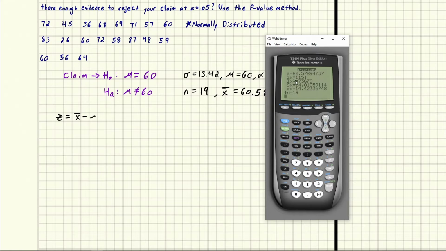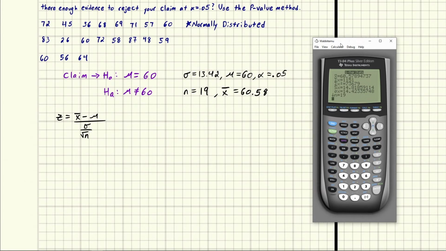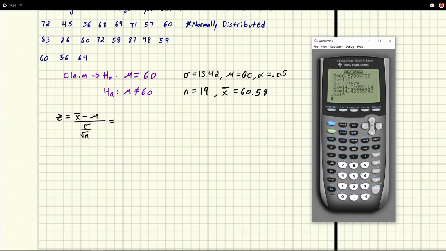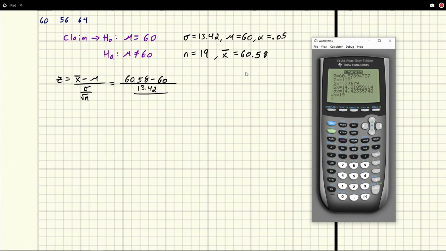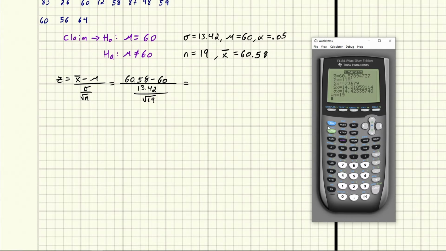Remember the formula is x bar minus the mean over the standard deviation divided by the square root of n. If you don't remember it, you can go look it up. And let's plug in our values here. So we've got x bar, that is 60.58. The mean is 60. The population standard deviation is 13.42. And I actually want to double check, yeah, I copied all that right. Okay, cool. Sometimes I write what's here and I miss something small, so it's always good to do a quick double check. And n is 19.